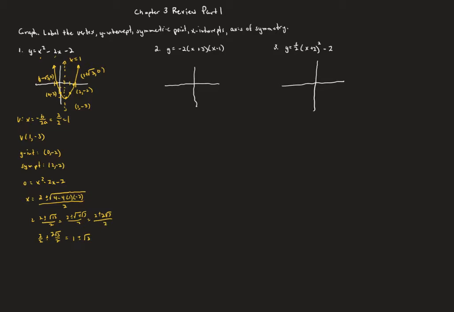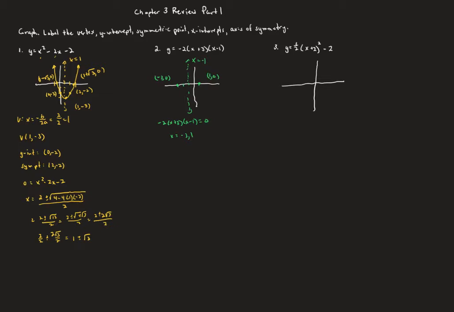Now, the second one, because it's in vertex form, we're going to start by finding the x-intercepts. So we do that by setting this equal to 0. Since it's already factored, we can see we'll get negative 3 and positive 1. So we'll go to negative 3 and to positive 1 and label those x-intercepts. We can look and see halfway in between there is going to be x equals negative 1. That is going to be our axis of symmetry.